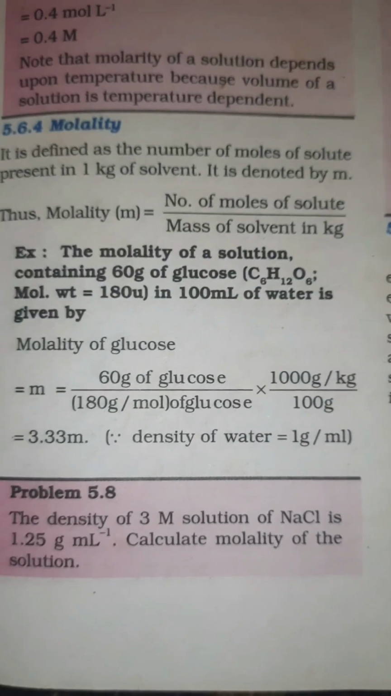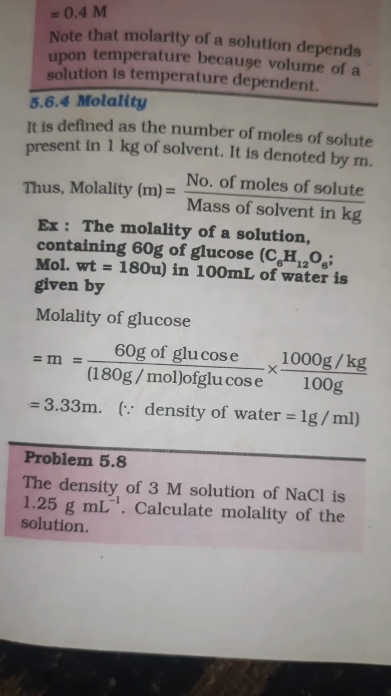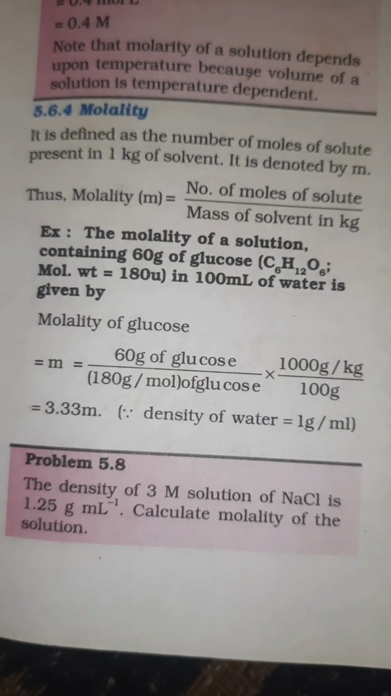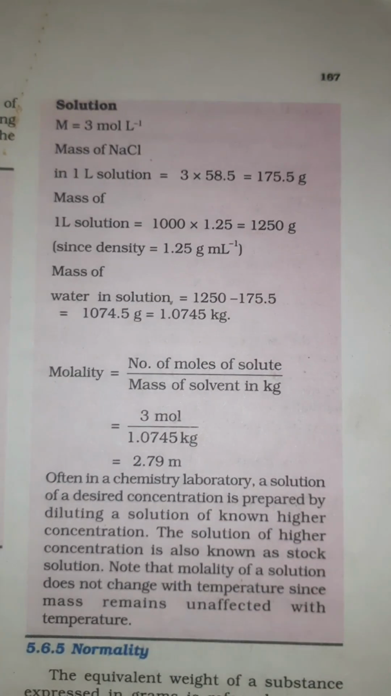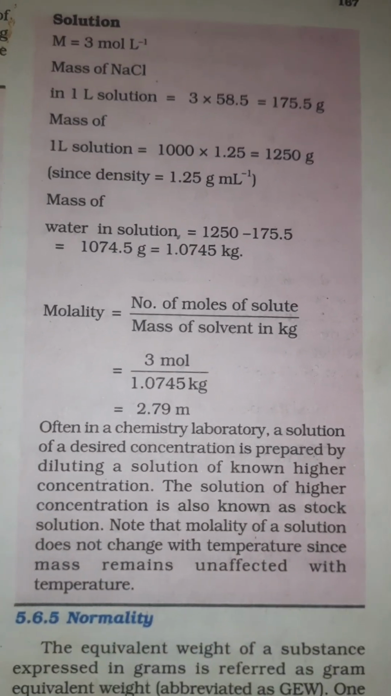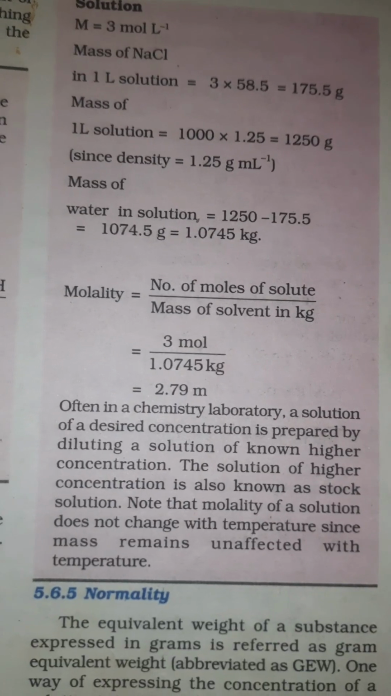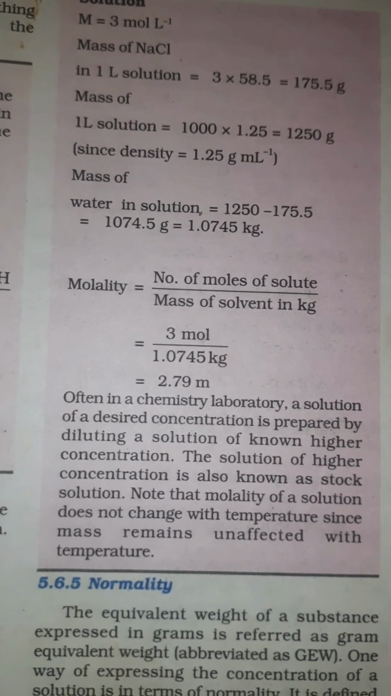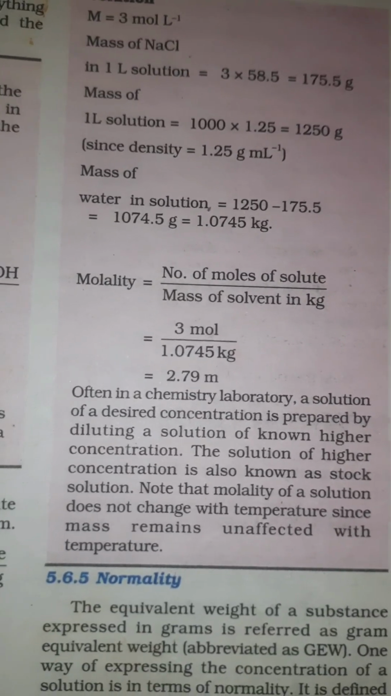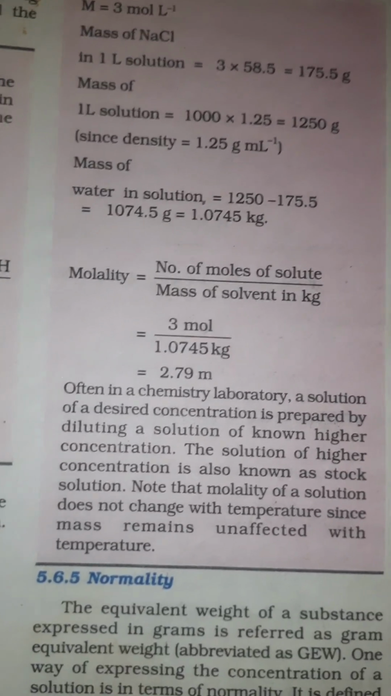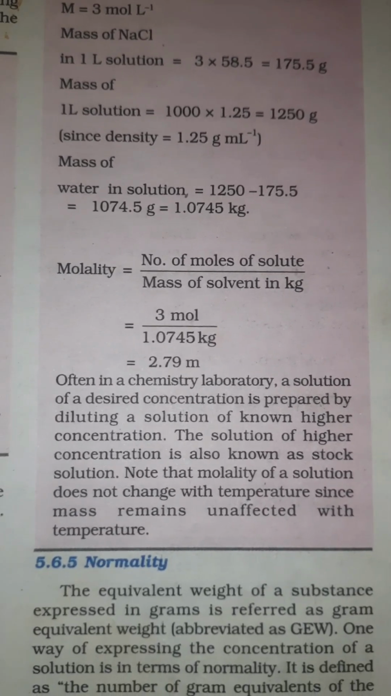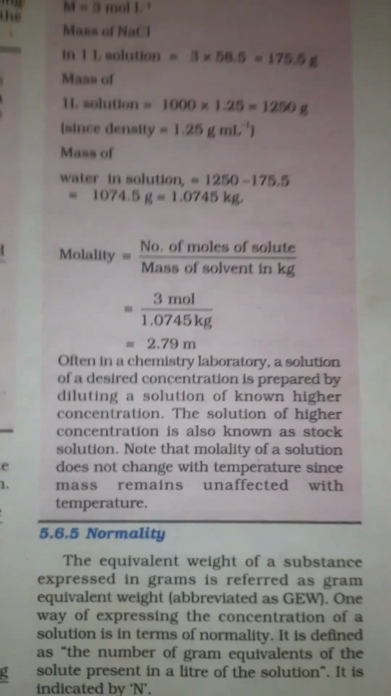So next, 5.8. The density of a 3 M NaCl solution is 2.5 grams per ml. Calculate the molarity of the solution. So when density is given, this is how we should find it. Often in a chemistry laboratory, a solution of desired concentration is prepared by diluting a solution of known higher concentration. The solution of higher concentration is also known as stock solution. Note that the molarity of a solution does not change with temperature since mass remains unaffected by temperature.